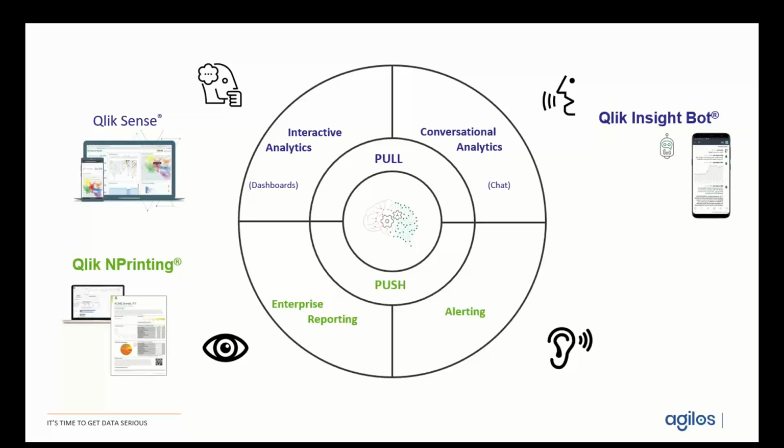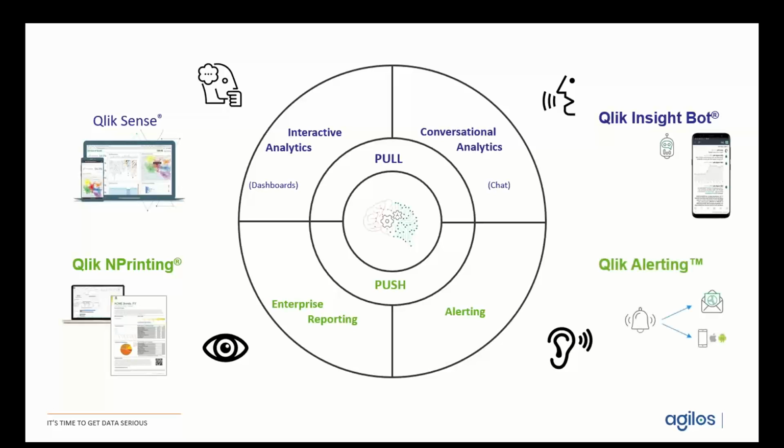What we are going to discuss now is about NPrinting. NPrinting is about pushing the data through reports so that people can view the data when they need it, because they will only receive it when it is actually appropriate to view the data. So that's the NPrinting part.